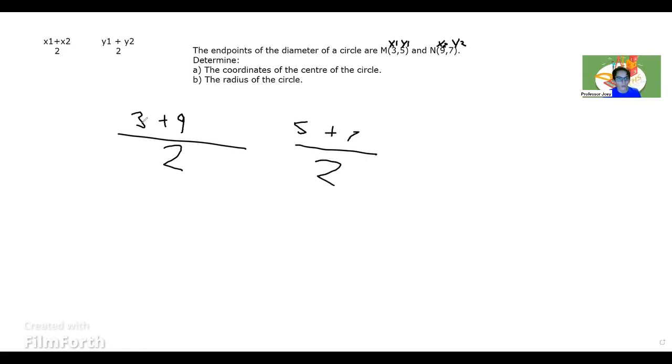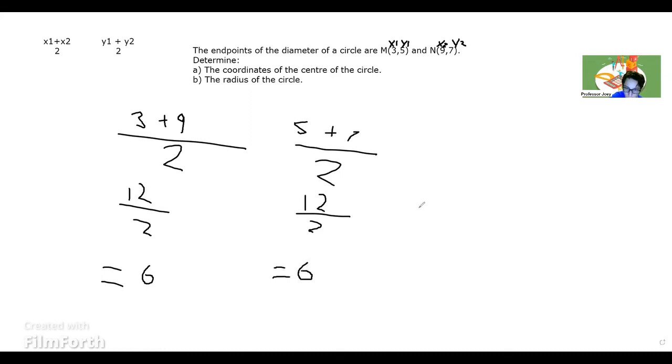Okay, so 3 plus, let's go for the first one. 3 plus 9 or 9 plus 3 would be 12. So this is 12 divided by 2. 5 plus 7 or 7 plus 5 is also 12. And then that would be divided by 2. So 12 divided by 2 is 6. So the first point, x, would be 6. 12 divided by 2 for the y point would also be 6.